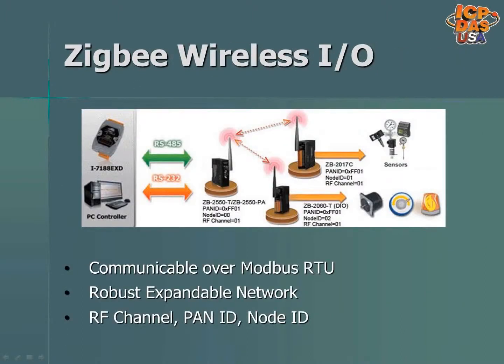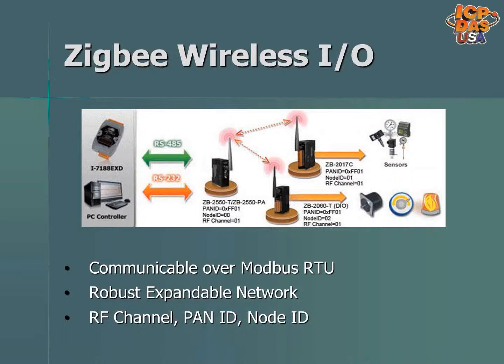Zigbee is a self-organizing mesh network that was developed for applications that require a low data rate and secure network. It was developed in 1998, and the name originated from the way honeybees fly back to their beehives. Zigbee Wireless I/O modules communicate over Modbus RTU protocol. They need a host converter so they can communicate back to a PC or a controller. They are set up with some dip switches on the side of the product so they can be in the same wireless network and have a unique address.